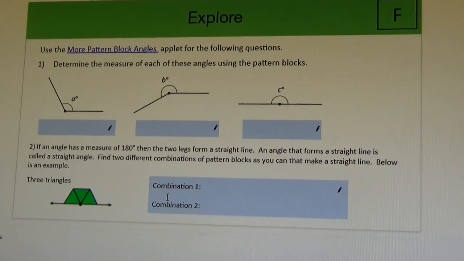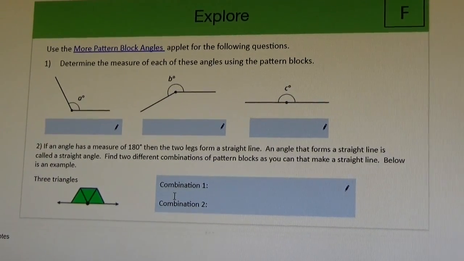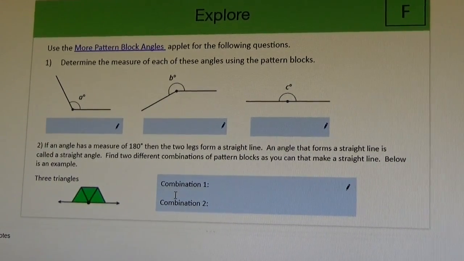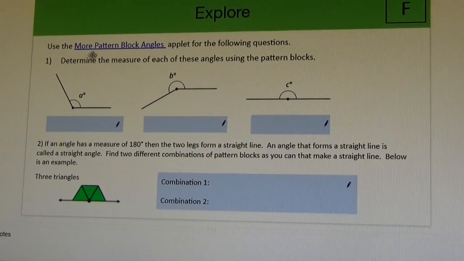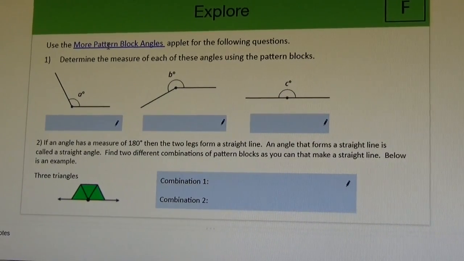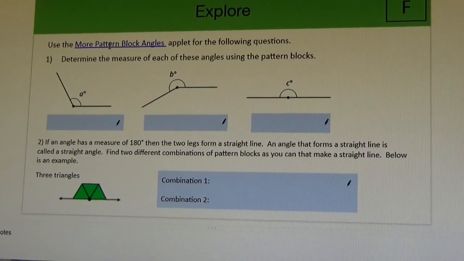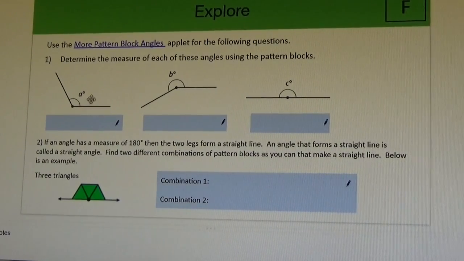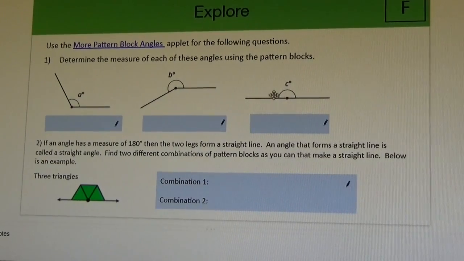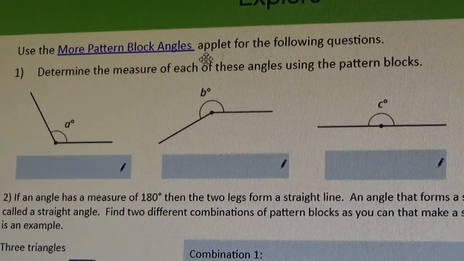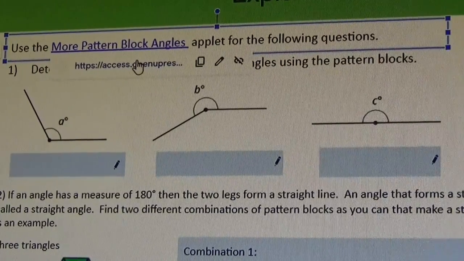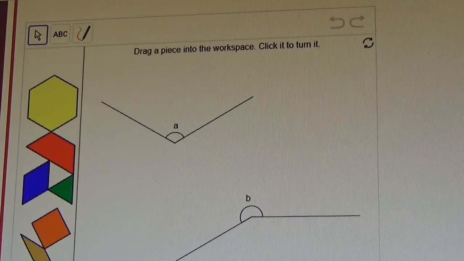Slide F. Now we get to have even more fun solving puzzles with angles. Use the More Pattern Blocks Angles applet for the following questions. Determine the measurement of each of these angles using the pattern blocks. Click here and click again. And here we are.